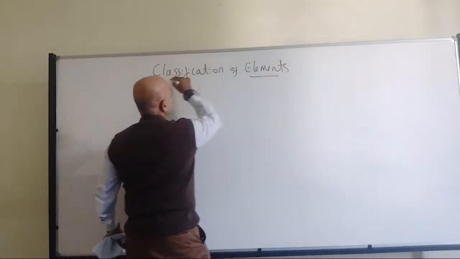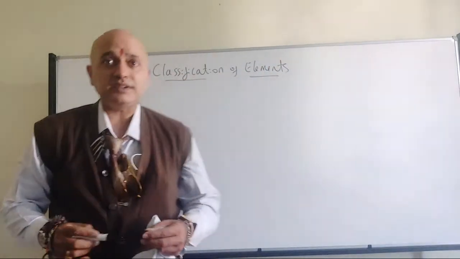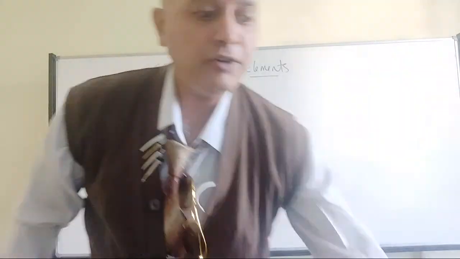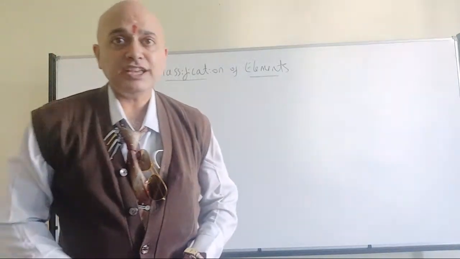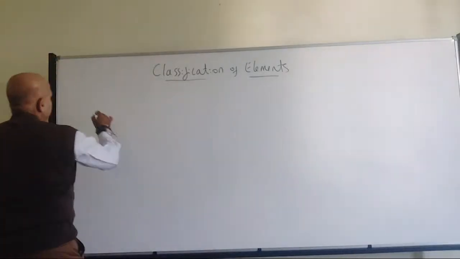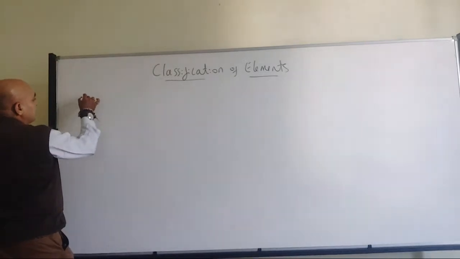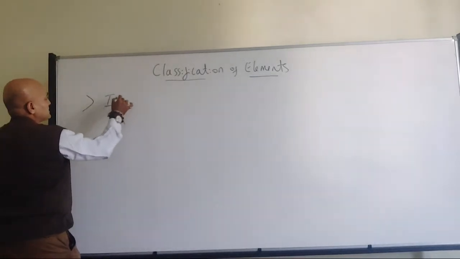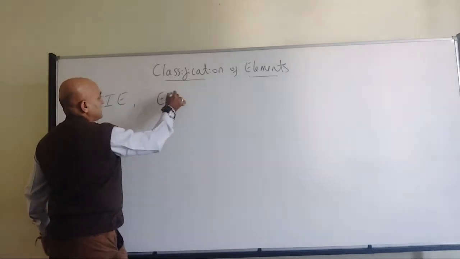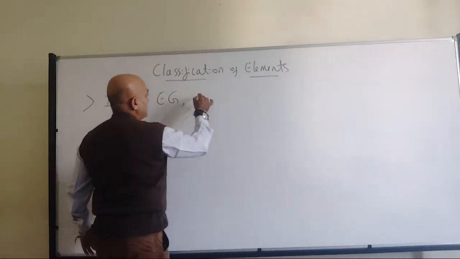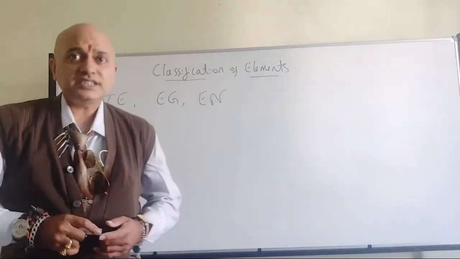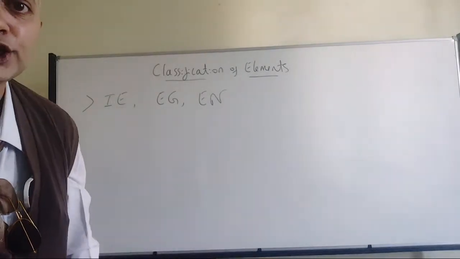Classification of elements, last part. So we are in the last part of this particular topic, that is classification of elements. With respect to the last classes, we have discussed ionization enthalpy, then electron gain enthalpy, then electronegativity. I am just mentioning the short forms.